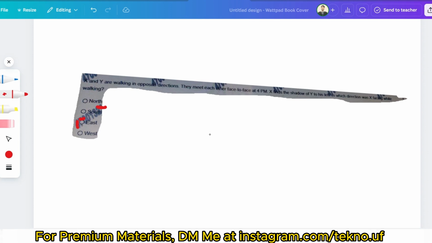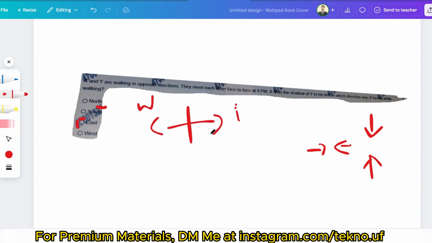So x and y are walking in opposite directions. They can walk in this direction and this direction as well. They can walk south and north, and also east and west. Okay, I hope you know that this is the west and this is the east and this is the north and this is the south. And at the time of 4 p.m.